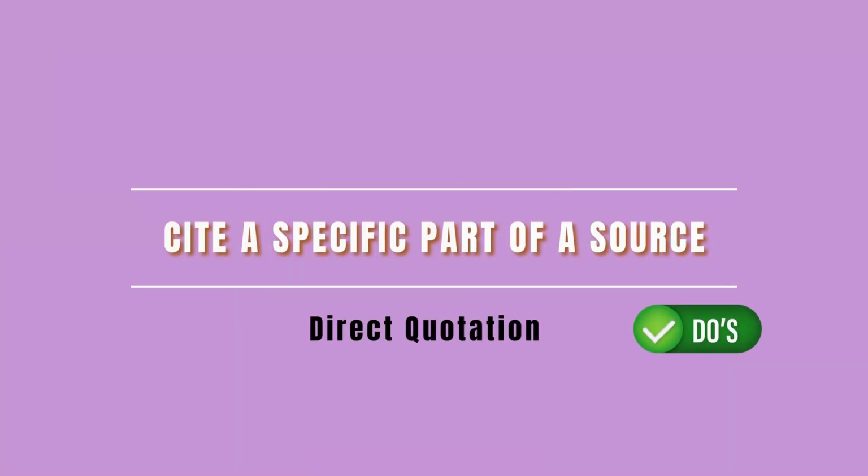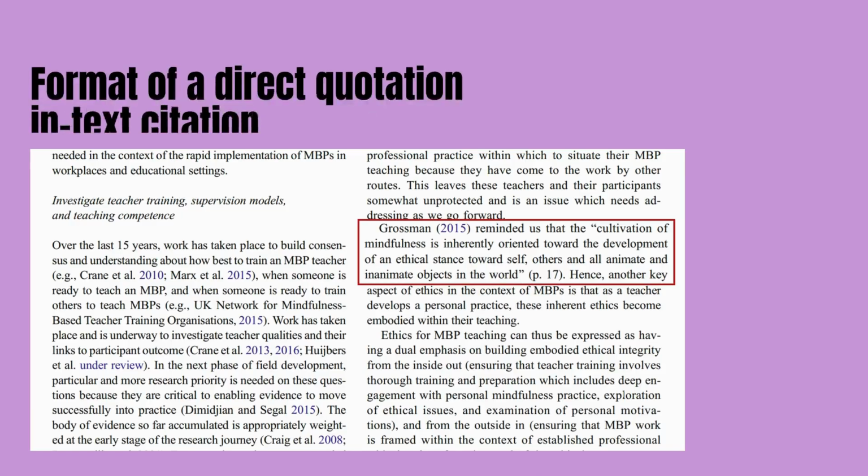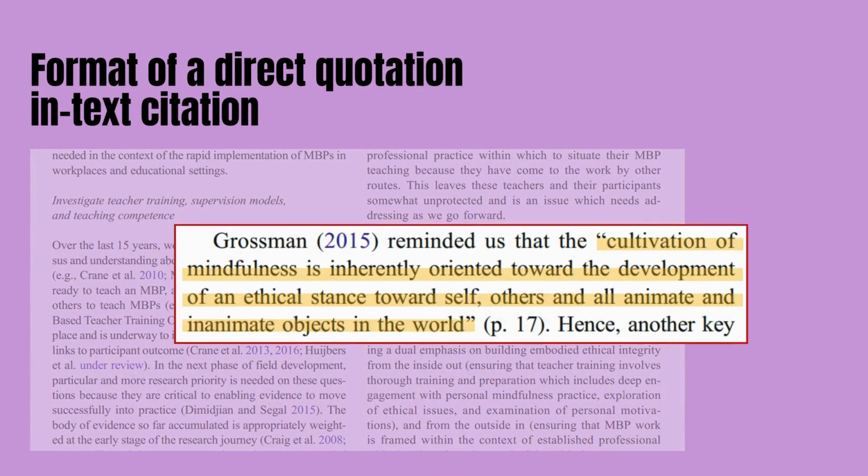Now that we've covered the basics of in-text citations, let's move on to citing specific parts of a source. This is especially important when you're using a direct quote from a journal article. When you include a direct quote in your paper, you'll want to cite not just the author and year, but also the specific page number where that quote can be found.